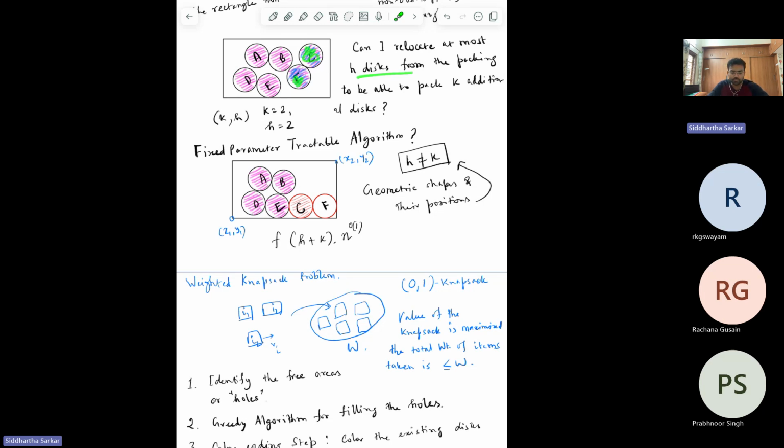So in how many ways can you do that? So n disks, h disks are to be colored blue. In how many ways can you color h disks blue?